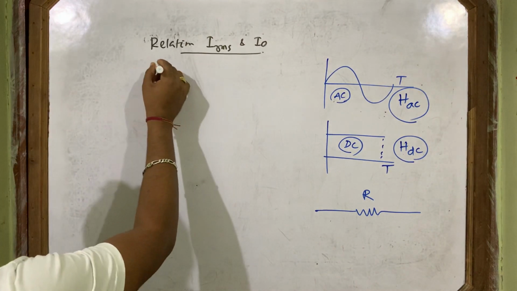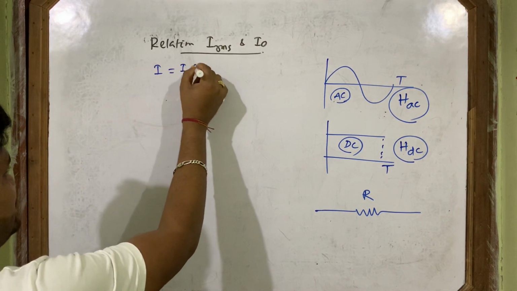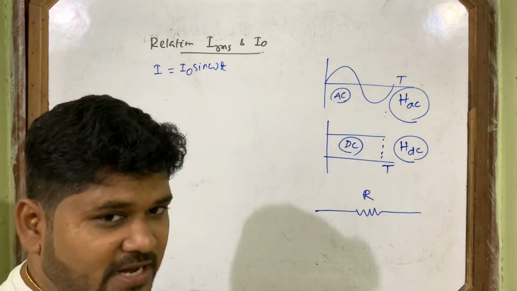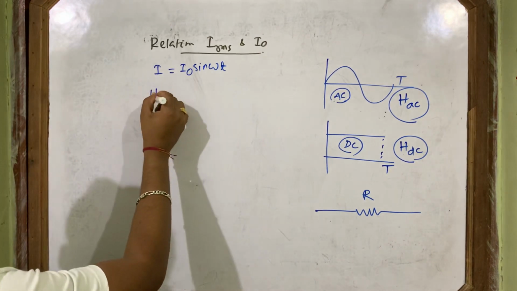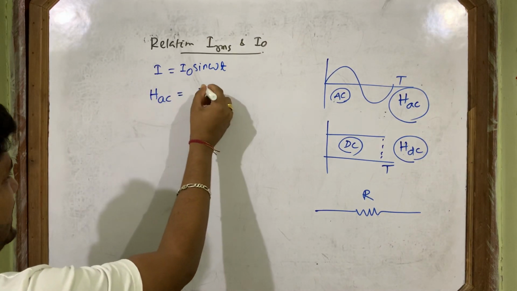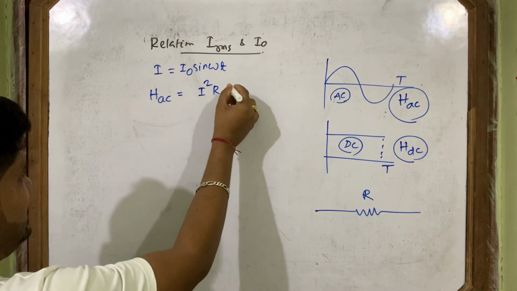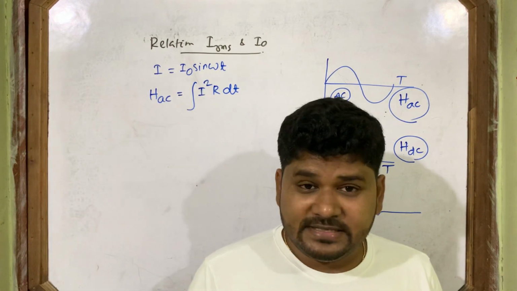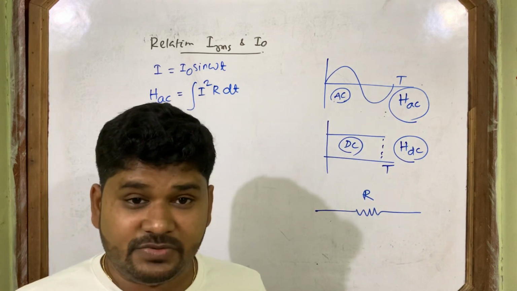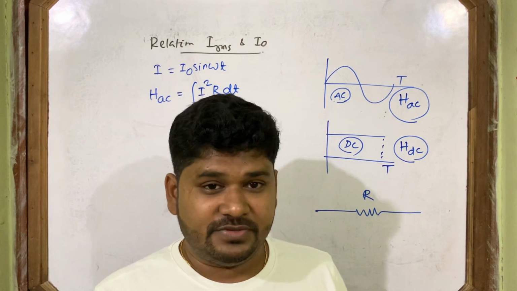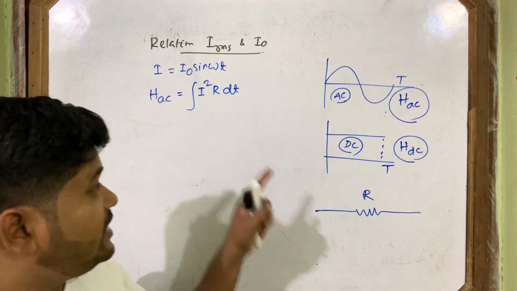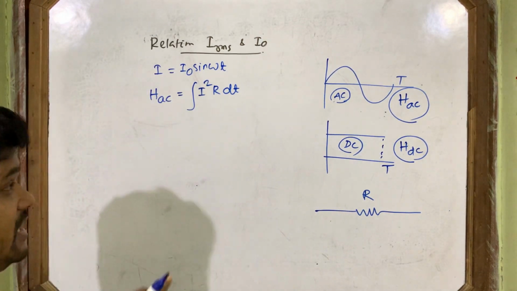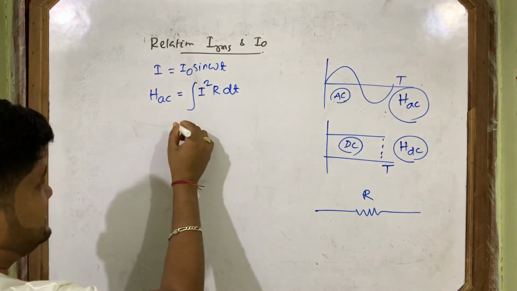Let AC be given by I equal to I naught sine omega t. It is a simple equation I have told you to always take. Then what is the amount of heat produced? The heat formula you know is I square R T according to Joule's law. But here, as alternating current is not constant, I have to do integration of I square R dt.